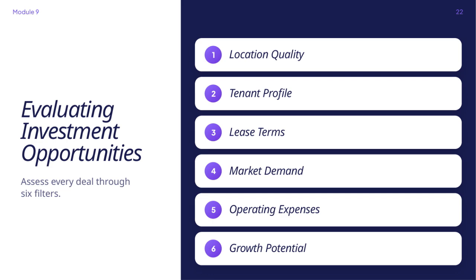Fourth, evaluate market demand to see if there's strong interest in the property type or area, which can influence occupancy and pricing. Fifth, scrutinize operating expenses to understand the costs involved and how they impact overall profitability. Finally, assess the growth potential, looking at factors like property appreciation and opportunities for value-add improvements. These 6 filters together provide a comprehensive framework for making informed investment choices.